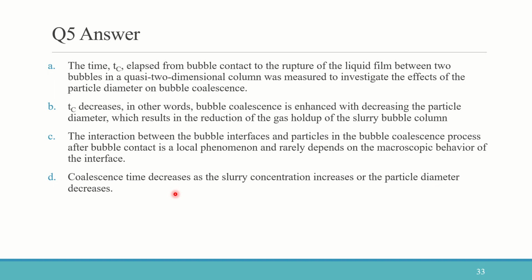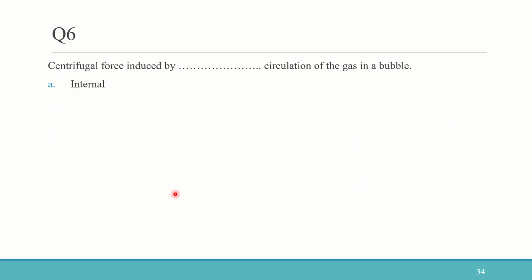So now it is question 6. In question 6, it is given that centrifugal force is induced by dash circulation of gas in a bubble. Option A internal, option B external, option C due to both internal and external, option D none of the above.